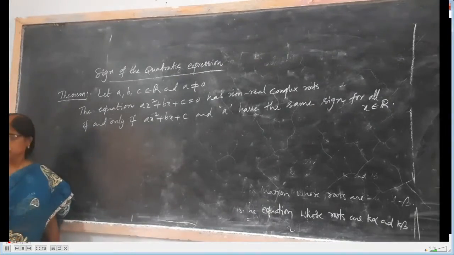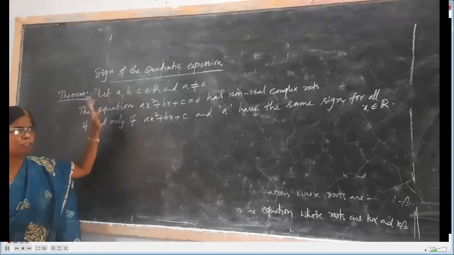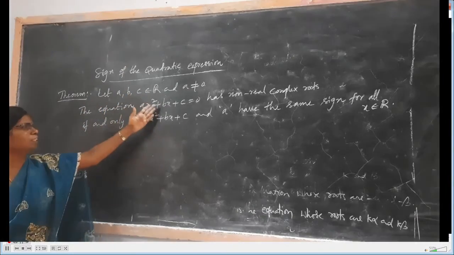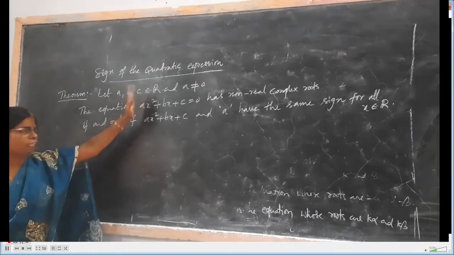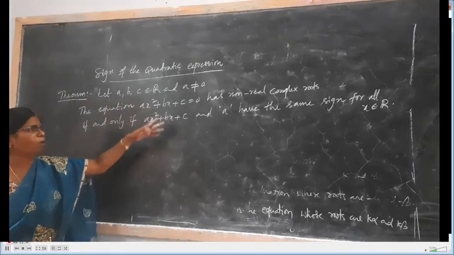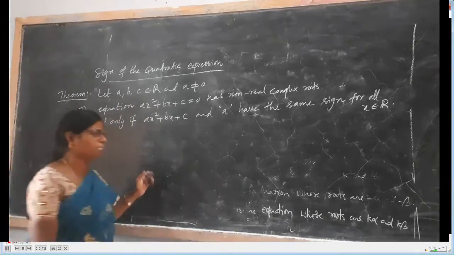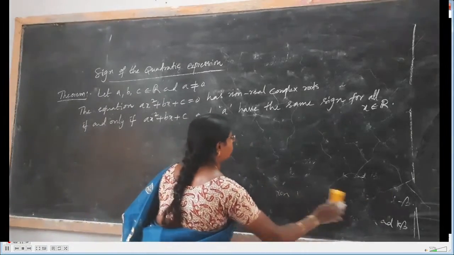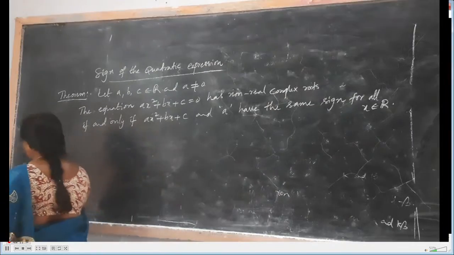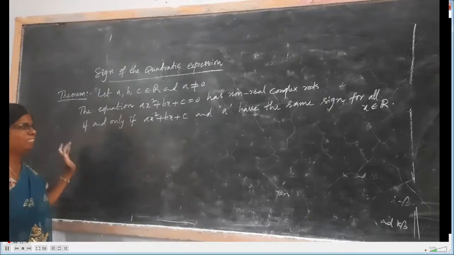A, b, c are real numbers, a not equal to 0. If a is equal to 0, this is not going to be a quadratic equation. That's why a not equal to 0. The equation has non-real complex roots, and when the equation has complex roots, the discriminant b square minus 4ac is negative, less than 0.